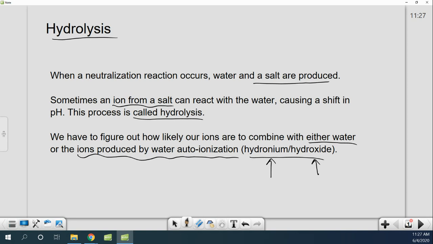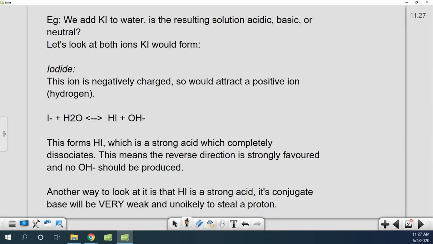Now, the easiest way to walk through this is really to look at some examples, and you'll see what I mean. So we're going to add potassium iodide to water. So just KI. No H's, no OH's, just KI, the salt, right? Is the resulting solution going to be acidic, basic, or neutral?